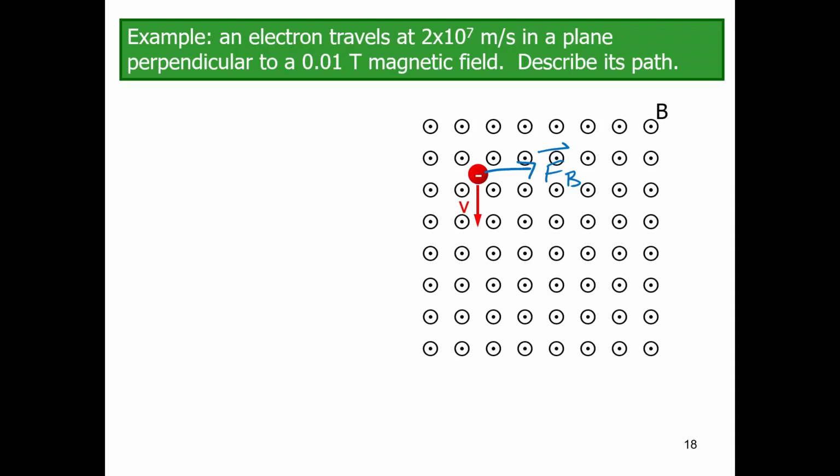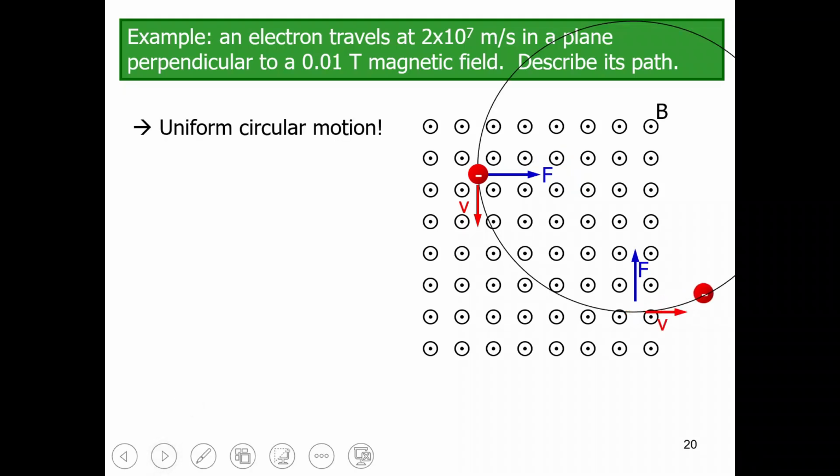Now, puzzle me this. When did you see this in your mechanics course? What type of motion did you have when your force was perpendicular to the velocity? You had uniform circular motion. So the magnetic force would act like a centripetal force, because when that electron is moving, the force is perpendicular to the velocity.